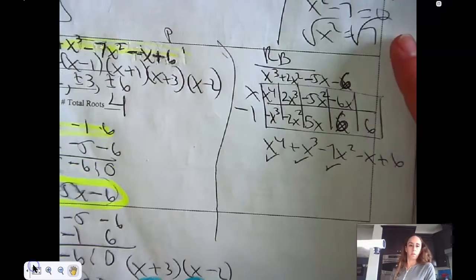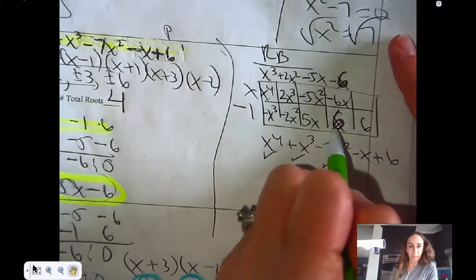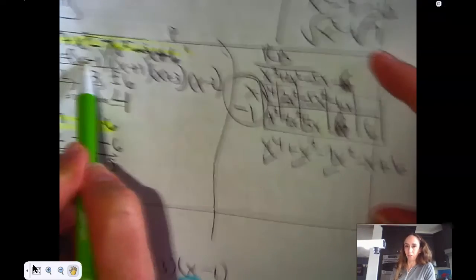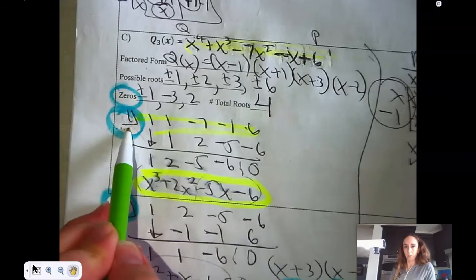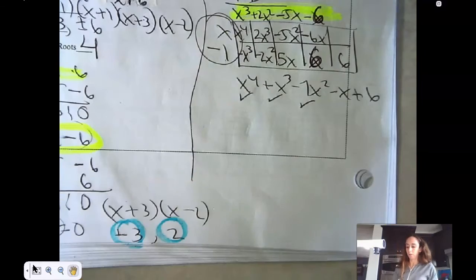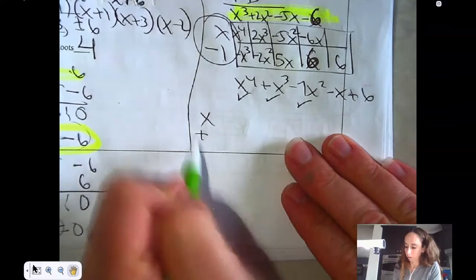Now I'm going to pause. So I did my reverse box, got my 6. Hey, I'm supposed to get 6. So yes, this is a factor. Yes, when I set it equal to 0, it is a root. Okay? So now this will be my new answer, and this time I will try x plus 1.